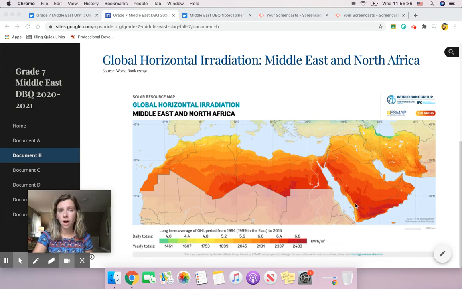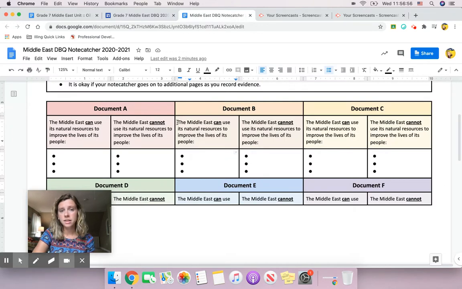Now, my first thought is these would be great areas to build solar panels. Yes, solar panels are very expensive, but if the sun is so intense there, they could produce a lot of energy that could be used to bring electricity to schools and hospitals and things that could improve people's lives. So if I look at my note catcher, I think this map supports this side of the question. I think this map shows that the Middle East can use its natural resources, such as sunlight, to improve people's lives because there's so much of it available.